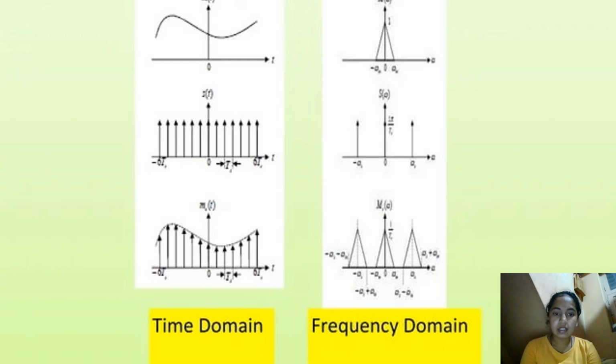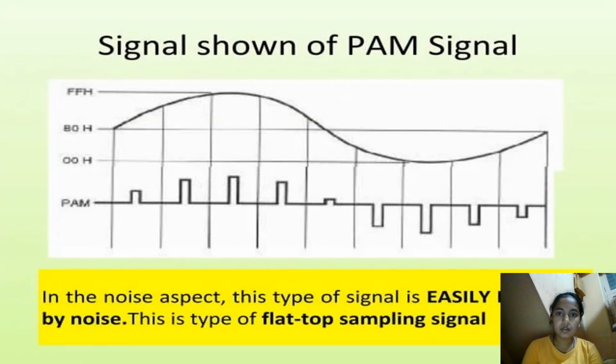Here we can see the time domain and the frequency domain, and how each is varied. This is the PAM signal shown. This type of signal is easily affected by noise. This is a flat top sampling signal.